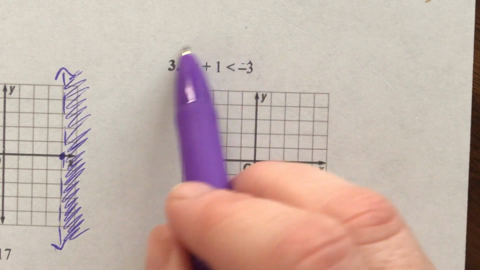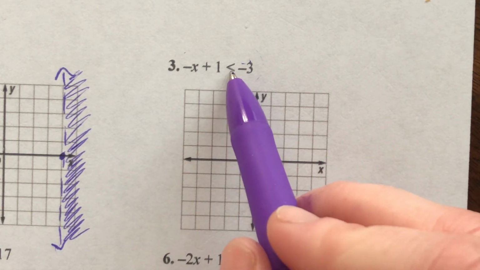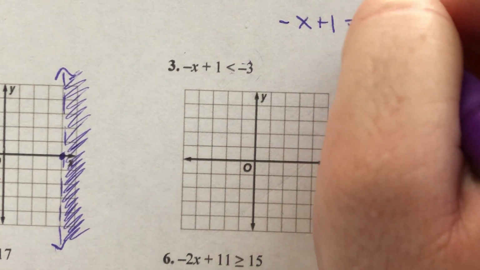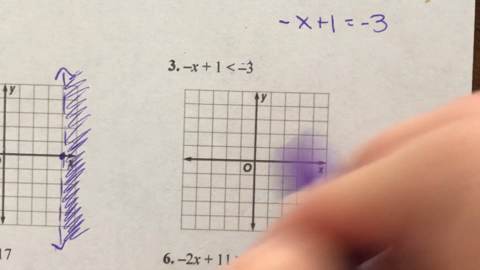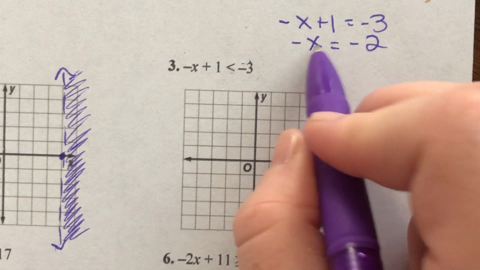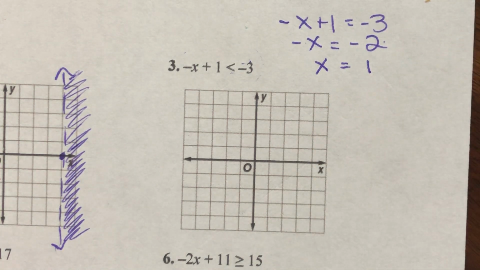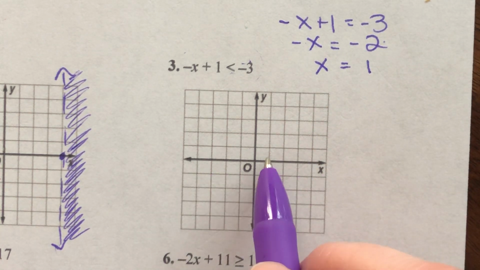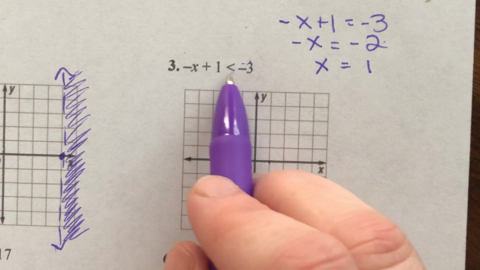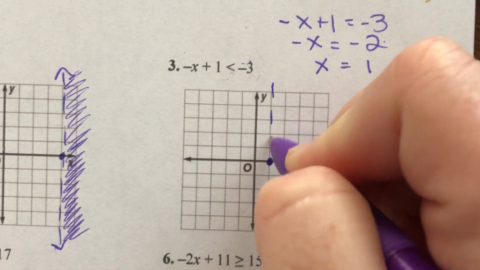Okay, for this guy, -x plus 1 is less than -3. To figure out just where my line is on the x-axis, I want to pretend like this is an equal sign. So -x plus 1 equals -3. Add 1 to both sides, -x equals -2. Divide both sides by -1, so x equals 1. So on the x-axis, I'm going to go to +1. If I look at my inequality symbol, there is no line underneath it, so it's going to be a dotted line through this guy.